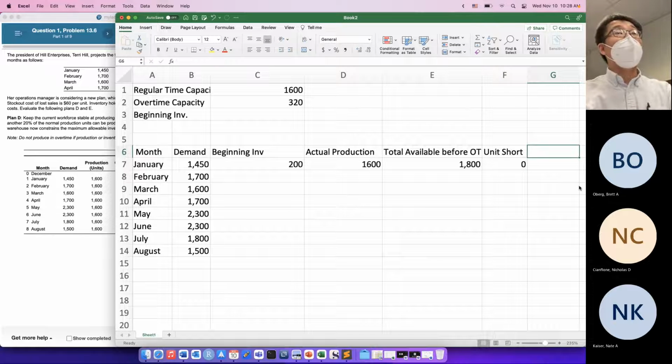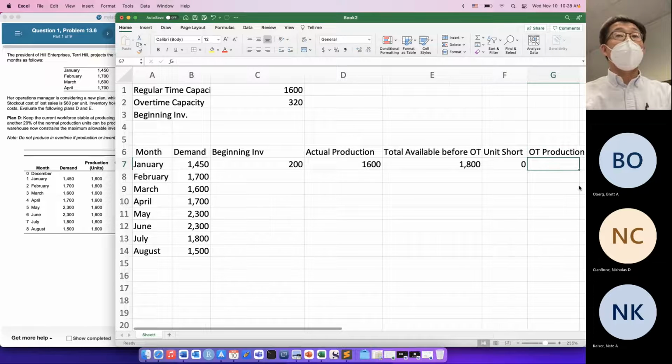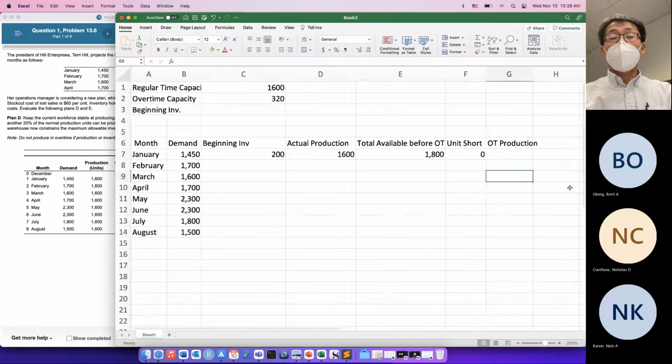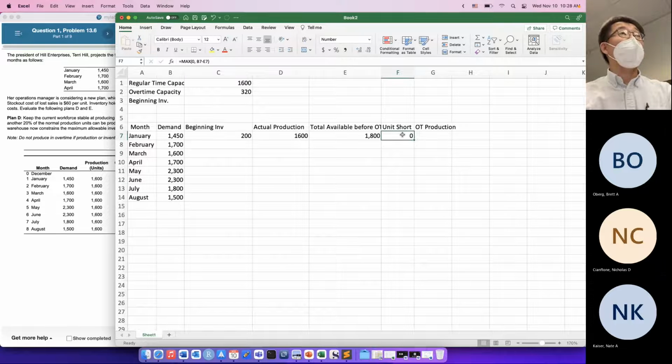Additional effort, which is our OT production. OT production is usually trying to cover that unit short. So in here, we don't have to. I know I wrote something here, I'm just going to put 0 here for now. And then what? Total supply.